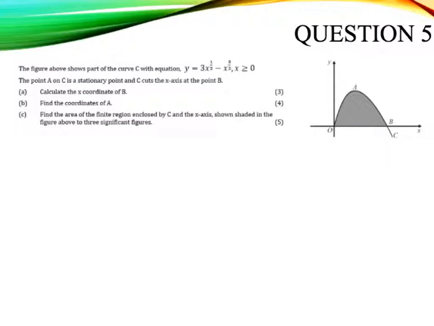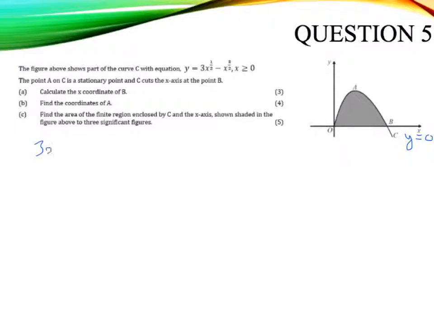Okay, let's make a start on part A then. Part A, calculate the x-coordinate of B. Well, the x-coordinate is when y equals 0. Remember that the x-axis is also called y equals 0. That's quite often a good starting place. If you get into the habit of calling the x-axis y equals 0, it'll help quite a lot. So let's have a look then.